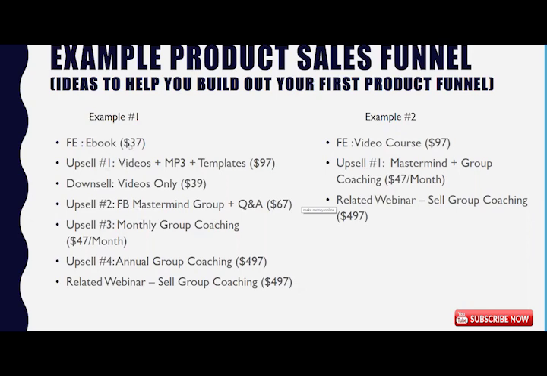Again, you could offer an ebook, and then the video version of that ebook with the MP3 and templates could also be included. Then you offer some videos. Then you could upsell to a mastermind group and Q&A, a monthly group coaching, and just keep adding value to people. Example number 2 could be a video group, mastermind plus group coaching, and then you could offer group coaching on an annual basis as well. These are just some ideas of things you can add to a perfect sales funnel.